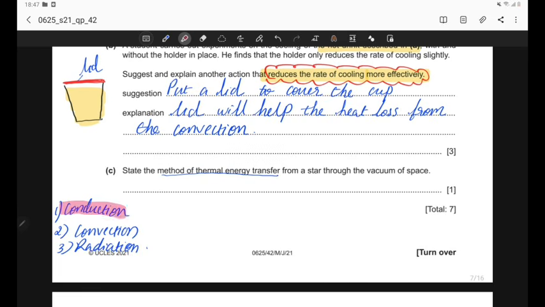But conduction and convection require matter. But for radiation, the heat can transfer even through vacuum. One example is we are getting heat energy from the sun through the process of radiation, because we know that the heat waves travel from the sun to earth through vacuum space. So here we can write radiation.